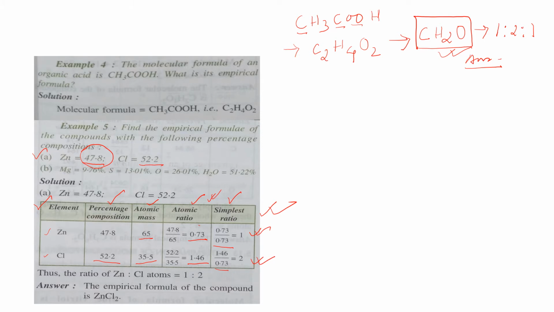Now 1 is for zinc and 2 for chlorine. So I am getting my formula is Zn1 and Cl2. So the empirical formula of the compound is ZnCl2. Am I clear?